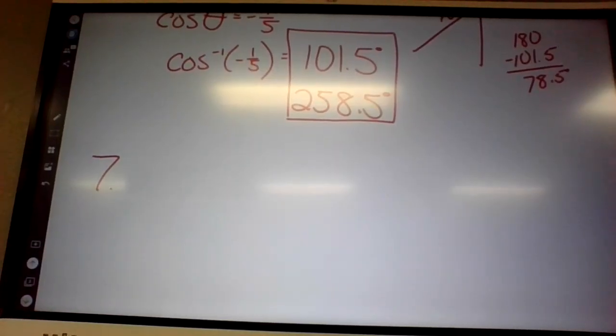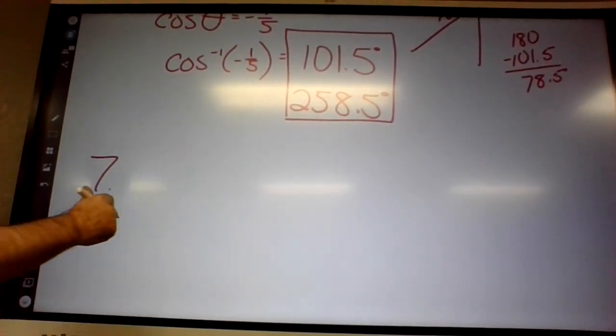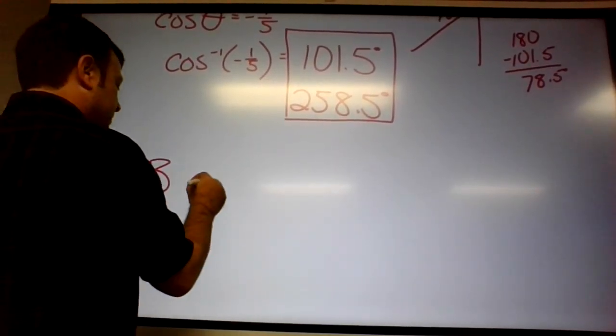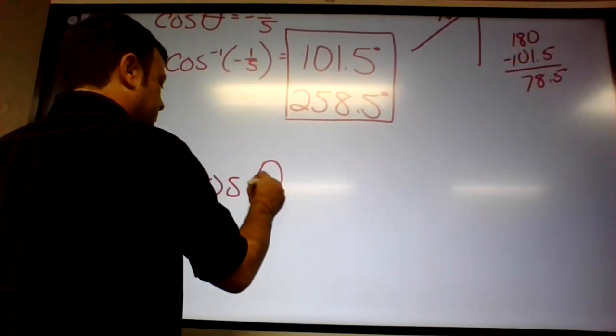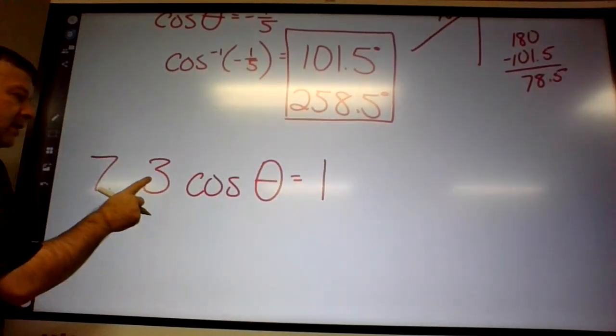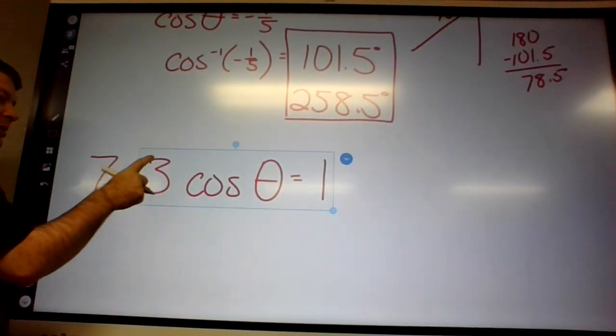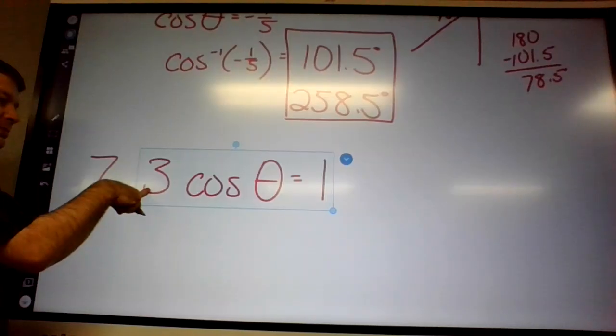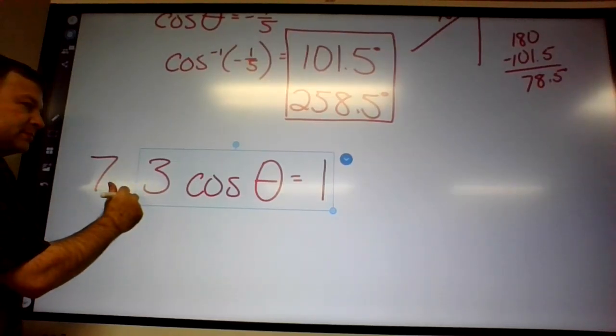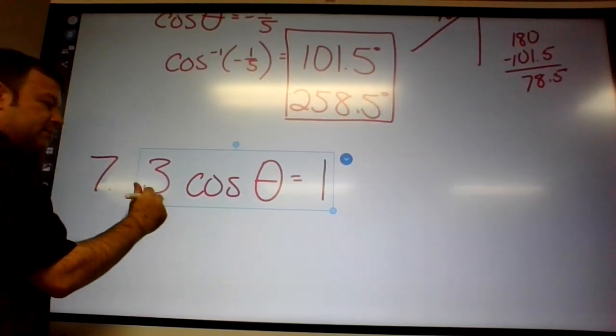All right, 3 cosine of theta equals 1. What is different about this? There's a 3 right there. What do you think we're going to do about that guy? Get it away from the front.